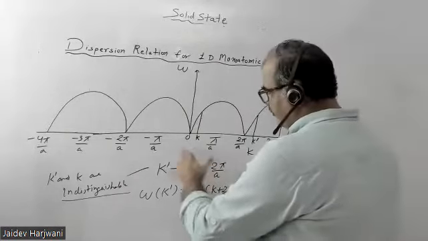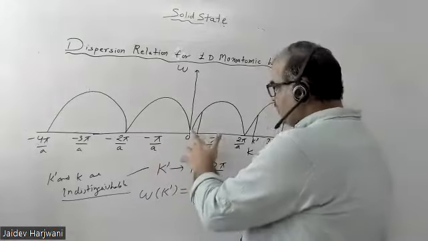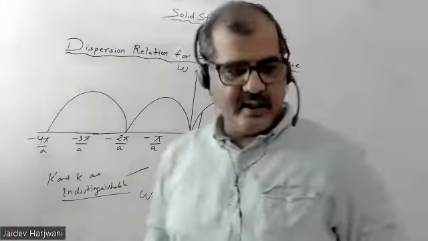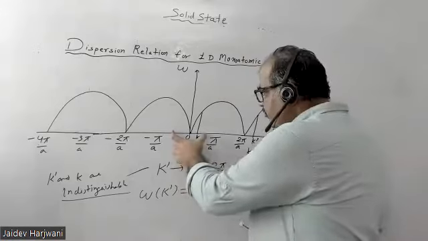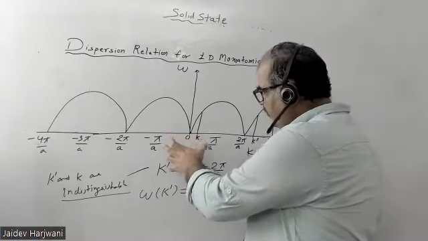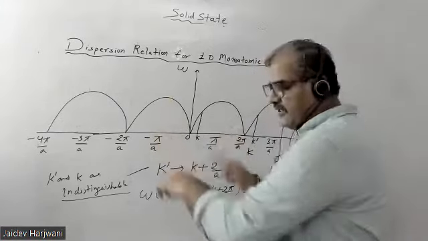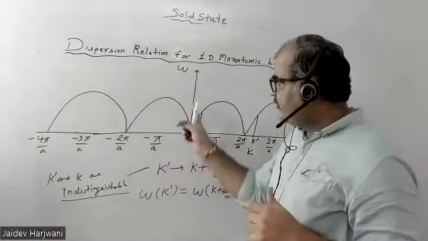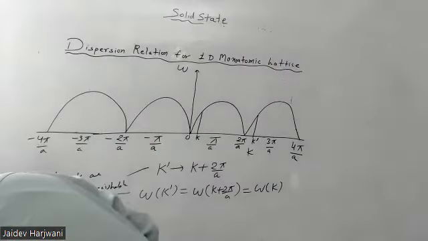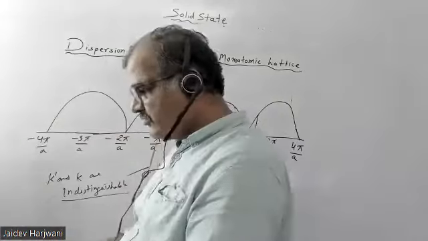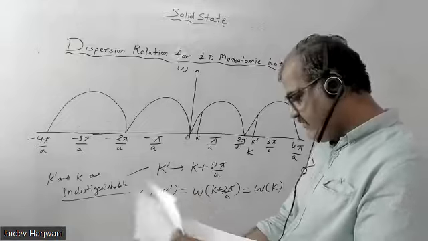Now I told you this region from minus pi by a to pi by a is the region where your k values are unique. If you take the k values in this region and repeat them, you will get all the repeating values. So now let me define the definition of what the Brillouin zone actually is. Before I do, wait.